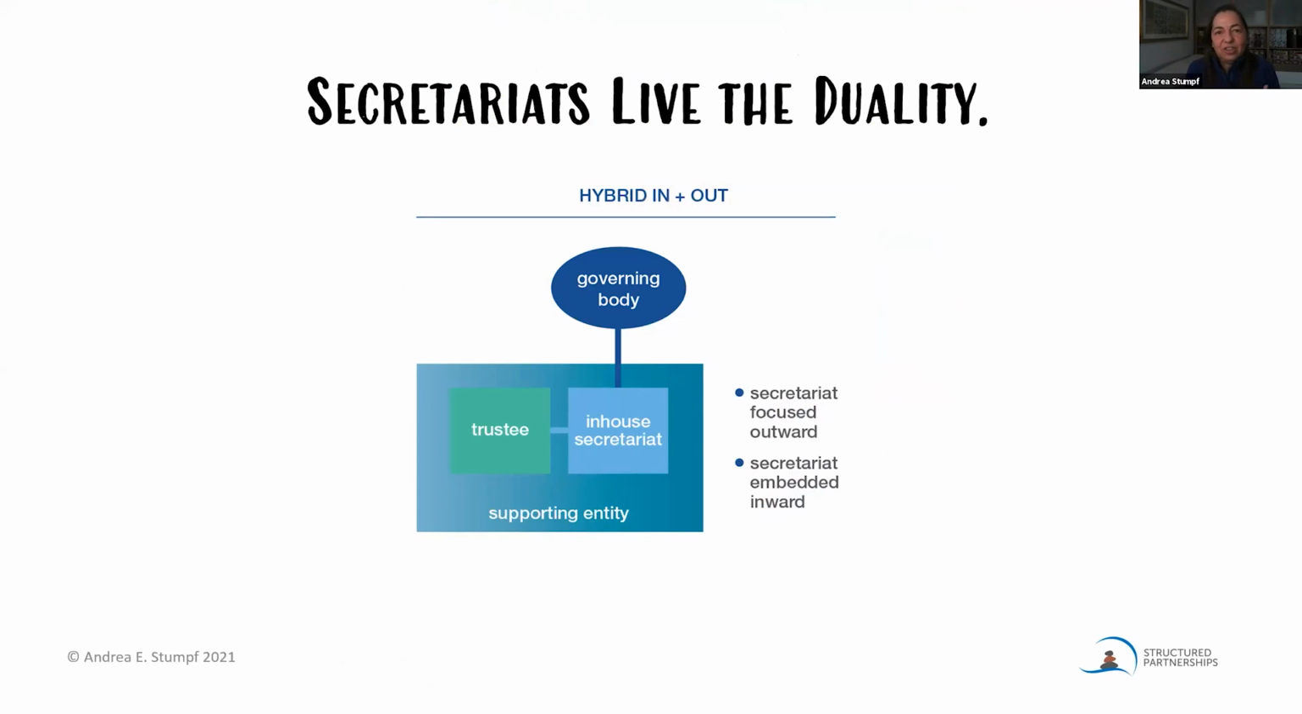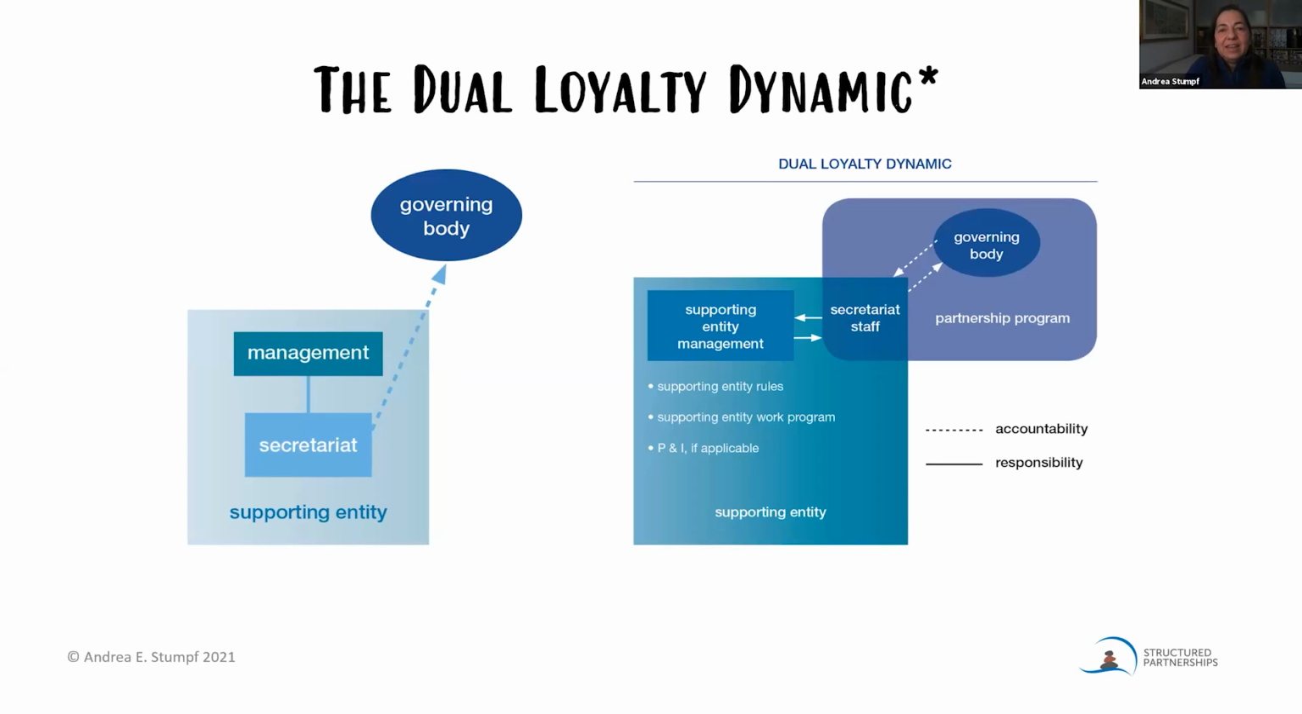So balance and duality are really key themes that I put in my book, but I also really want in this conversation. And that's because secretariats really live the duality. They are inward embedded, as we've been discussing, and they're also outward focused, as we've been saying. And in this dynamic, they have what we sometimes call a dual loyalty. It's interesting because this comes up constantly day to day in what secretariats do, and yet people don't necessarily have the vocabulary to talk about it, or maybe even the conceptual framework to think about it.